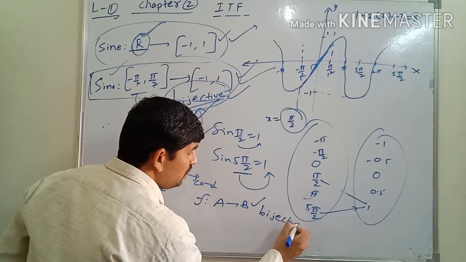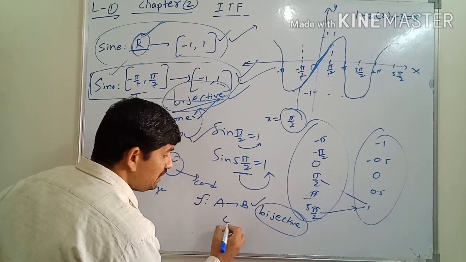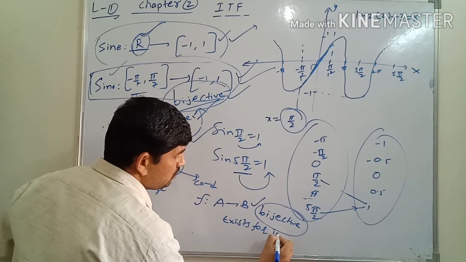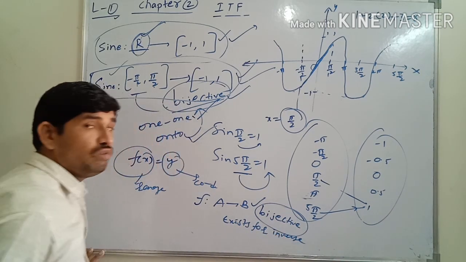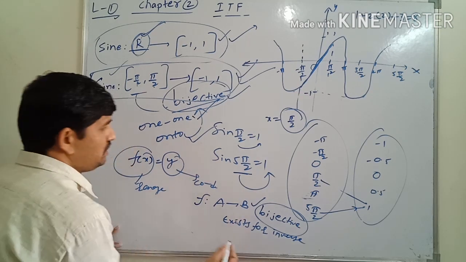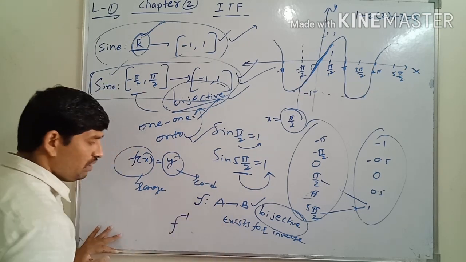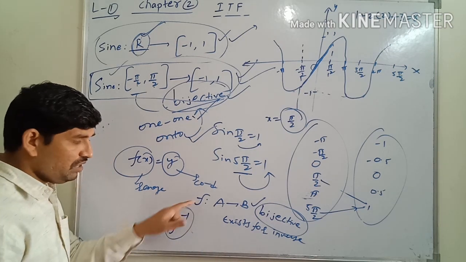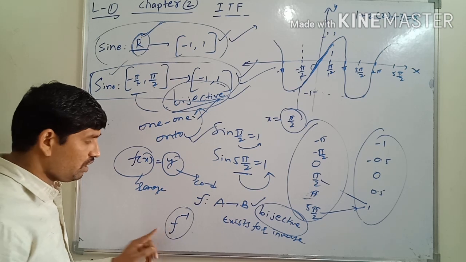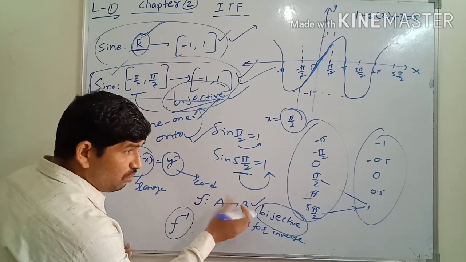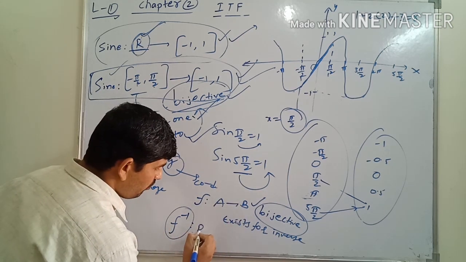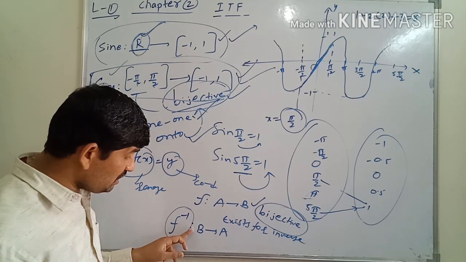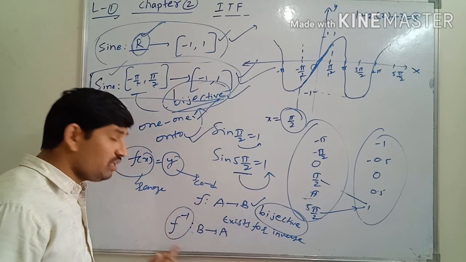Remember, if it is bijective, the inverse exists. How can we denote this? We denote the inverse of an invertible function as f inverse. The places are interchanged: the codomain becomes the domain and the domain becomes the codomain. So f inverse is from B to A. This is the invertible function.